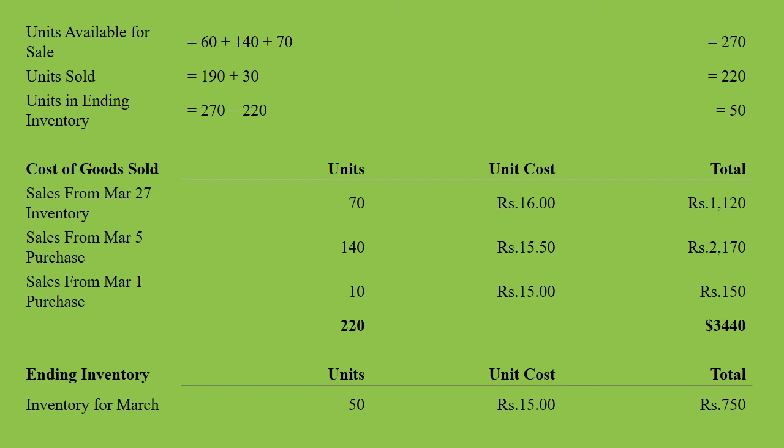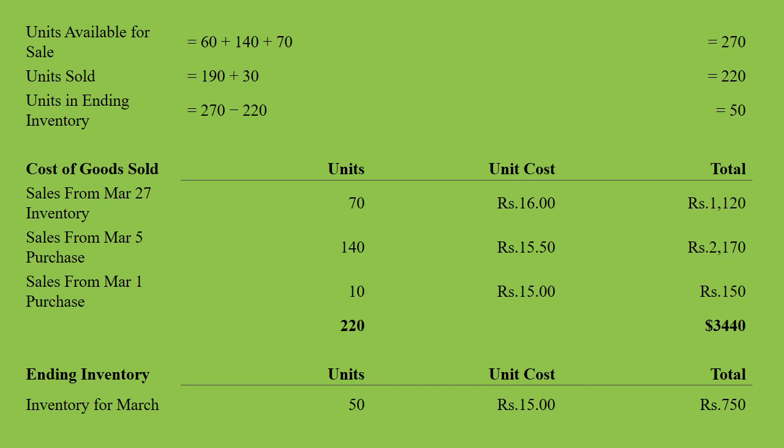The entire question can be divided into three parts. First is the units available for sale, that is opening inventory plus purchases. So 60 units plus 140 units plus 70 units, you get 270 units. And the units sold in the month of March, 190 units plus 30 units, give 220 units. The ending inventory will be the difference between the units available for sale and the units sold, so you get 50 units. This is the entire framework of the inventory in the month of March.